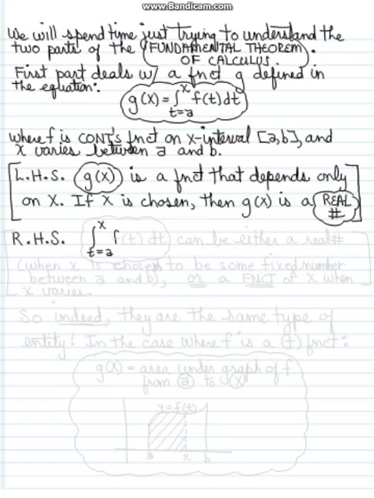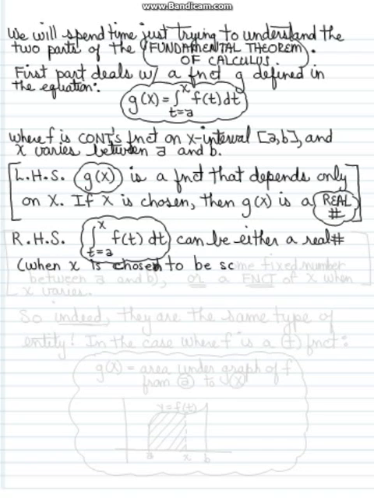What about the right-hand side of that equation? It's the integral from t equals a to x of f of t dt. Now, that also can be considered a real number when x is chosen to be some fixed number between a and b. In other words, you evaluate it for x equals a number between a and b. Or if you don't evaluate it for a particular value of x, it's just a function of x where x varies.